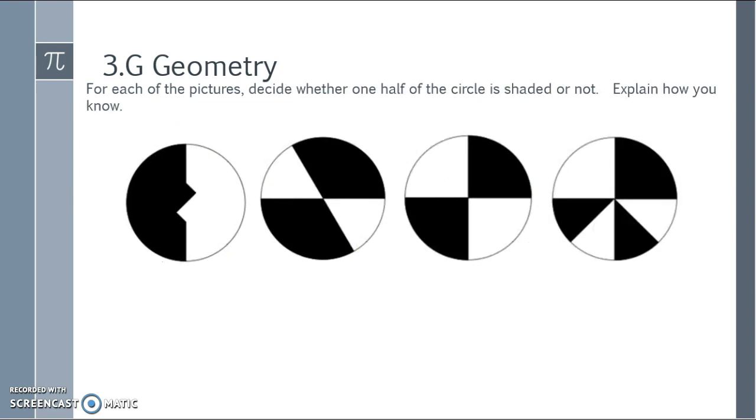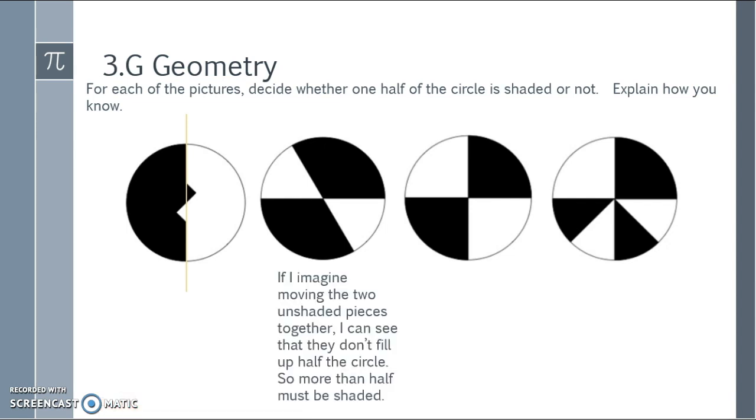For each of the pictures, decide whether one half of the circle is shaded or not. Explain how you know. Again, pause the video, take a stab at this, and see how you do. Looking at the first circle, if I were to cut down the middle, I would be able to take that black triangle that's cut off there and easily fit it into this open white area, so therefore exactly half is covered.